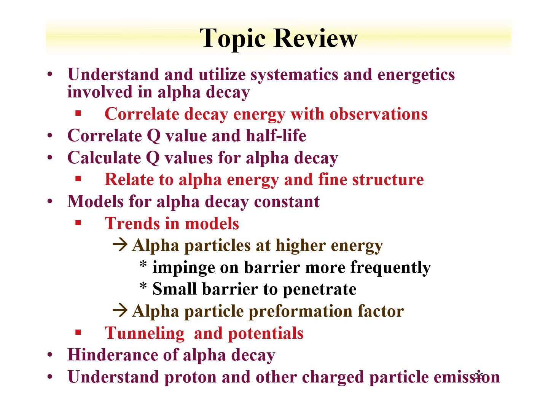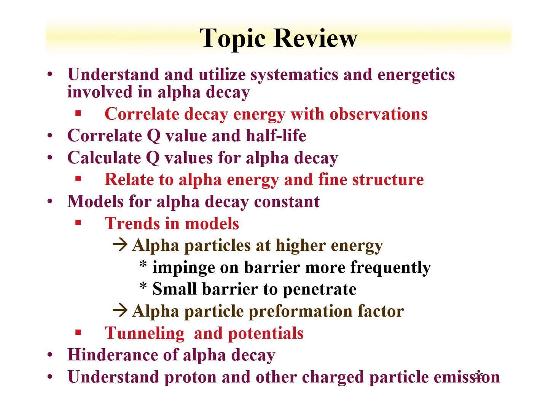Now, we went over a few models for alpha decay, and what's important is not so much the models' utilization, but understanding the trends in the models and how they were derived. Some of the trends that are observed is that alpha particles at higher energy impinge upon the barrier more frequently. This is due to the fact they have a higher energy. If you use 1/2 mv squared, their velocity must be greater if they're at higher energy. Also, if they're at a higher energy, the barrier that they have to penetrate is smaller, so there's a higher probability of that particle penetrating the barrier.